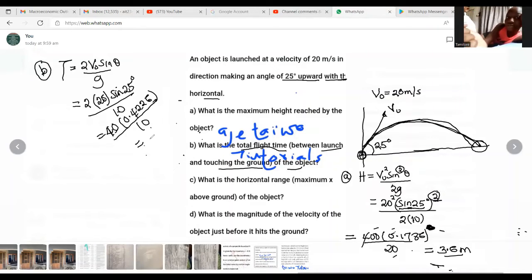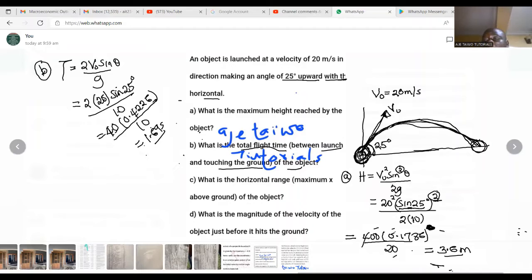1.69 seconds. What this answer means is that it took 1.69 seconds for a body projected with velocity V naught at angle 25 degrees to move from here and land here again. Let's see the C question.